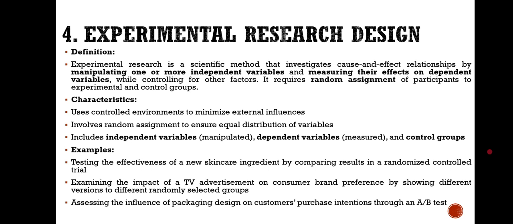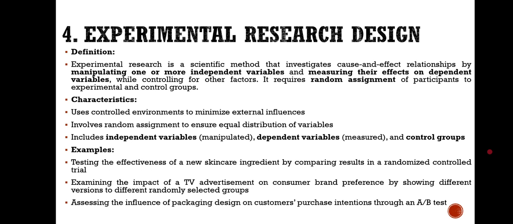First characteristic, it uses a controlled environment to minimize external influence, and it also involves random assignment to ensure equal distribution of variables, and it also includes the independent variable, dependent variable and control group. There are three variables. First we have independent, dependent variable and control group. So these are the examples based on experimental research design.